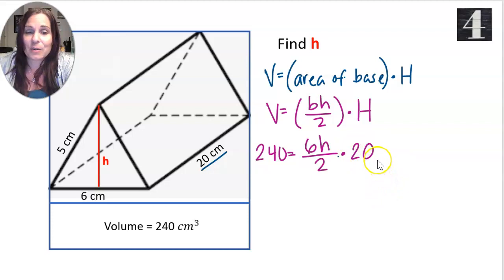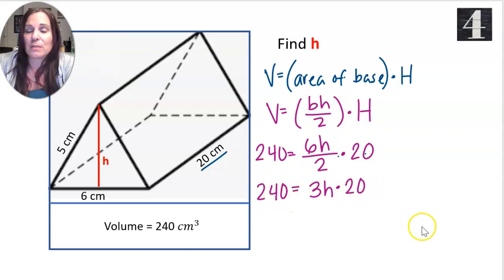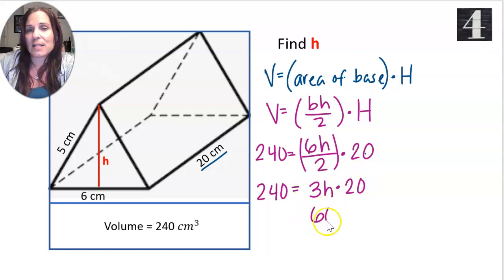Let's simplify this a little bit. So 6h divided by 2 is 3h. I multiply that by 20, and that's still equal to 240 over here, right? So I just simplified this part. It's 3h. Then I can multiply in any order, so I can multiply the 3 by the 20 to get 60h.